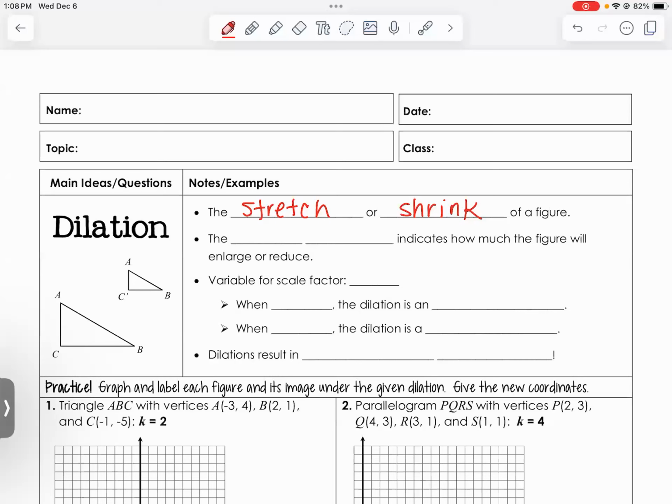All right. The scale factor is going to tell us how much we are going to stretch it or shrink it. Have you heard that word scale factor before?